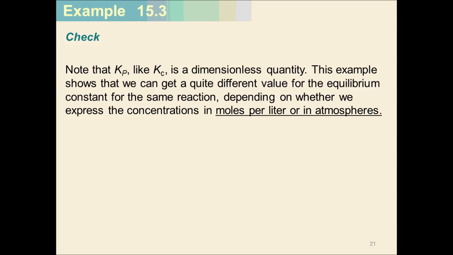Check this on slide 21. Note that Kp, like Kc, is a dimensionless quantity, so kind of strange not to have labels. But this shows we can get quite a different value for the equilibrium constant for the same reaction, depending on whether we express our concentrations in moles per liter or use those partial pressures and express our answer in atmospheres.